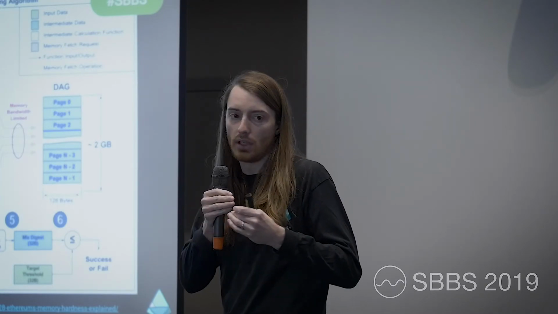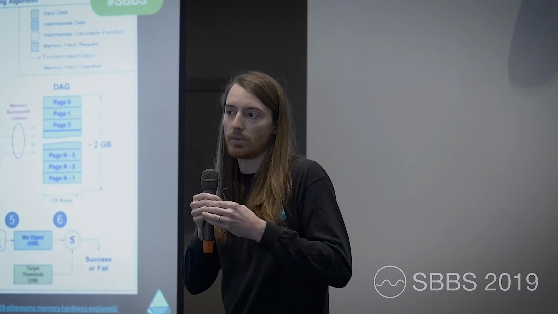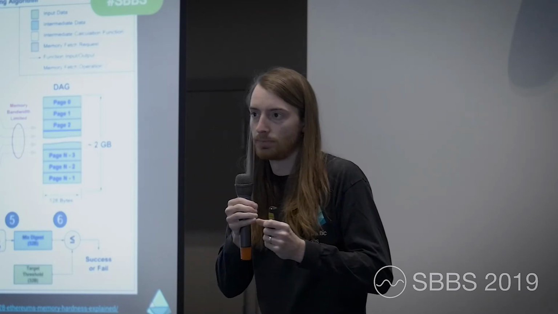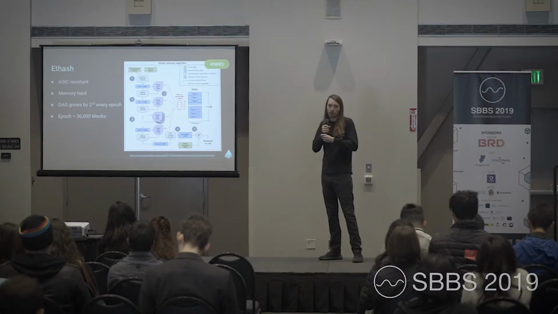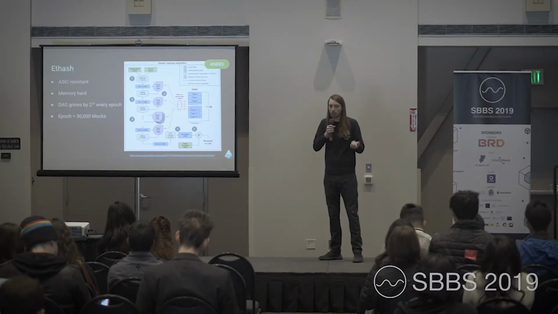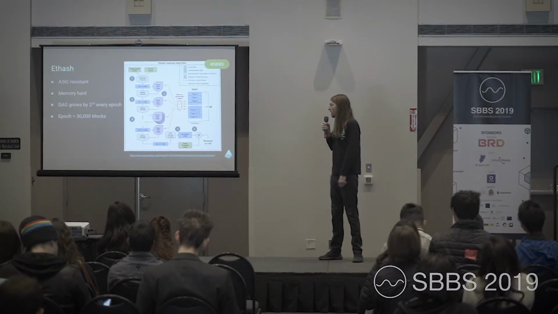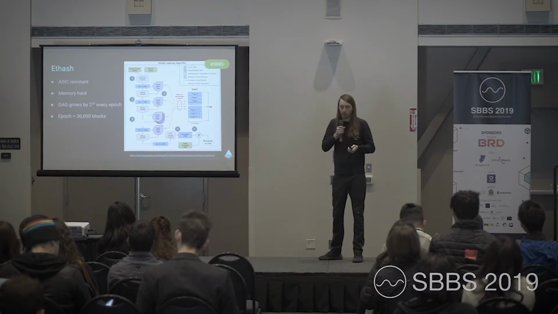That's another way that we defeat ASIC chips. If you try to develop a chip for this specific graph, the graph is always changing, so your chip is going to be useless as soon as the graph changes. That's about every 5 days.